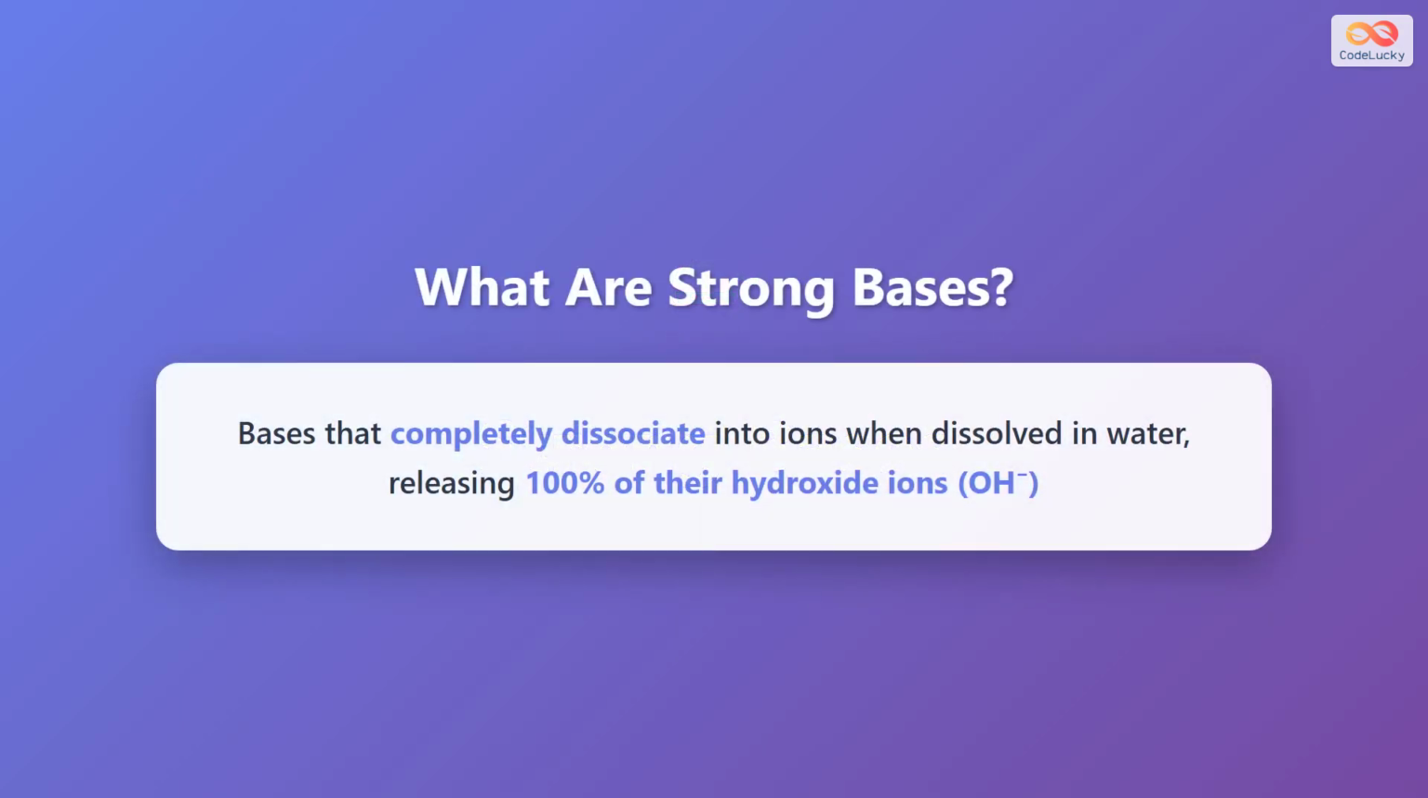A strong base is defined as a base that completely dissociates into ions when dissolved in water. This means that when you add a strong base to water, every single molecule breaks apart to release hydroxide ions, written as OH-. There is no equilibrium here. The dissociation is complete, meaning 100% of the base molecules split into ions.